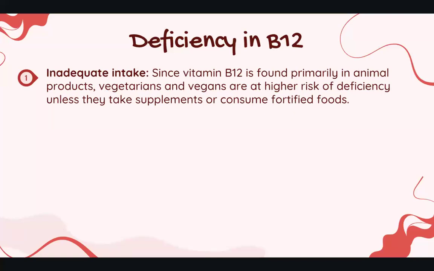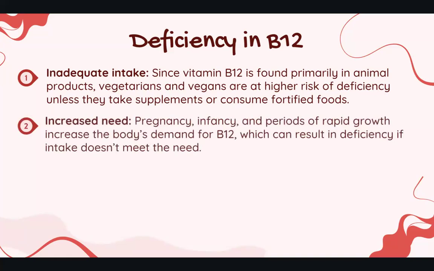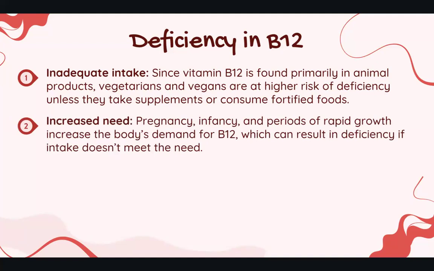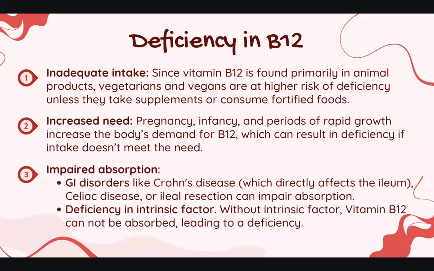So since vitamin B12 is found in animal products, vegetarians and vegans are the ones who are at higher risk of the deficiency of this enzyme, unless they take fortified foods or supplements. The second thing is increased need. So again, pregnancy, infancy, all of the same things. And impaired absorption. But we will add one more thing to impaired absorption over here, which is the deficiency in intrinsic factor.